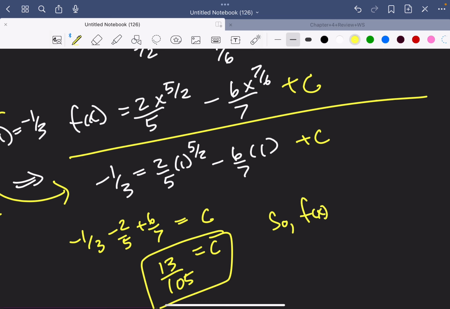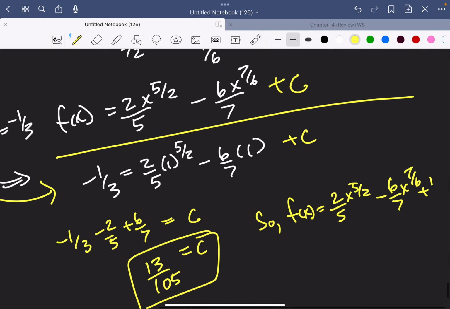So your function is 2/5 x to the 5/2 minus 6/7 x to the 7/6 plus 13 over 105. You know fractions? It's because you're super smart, kid.